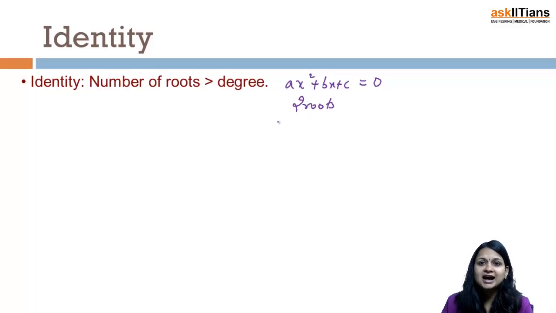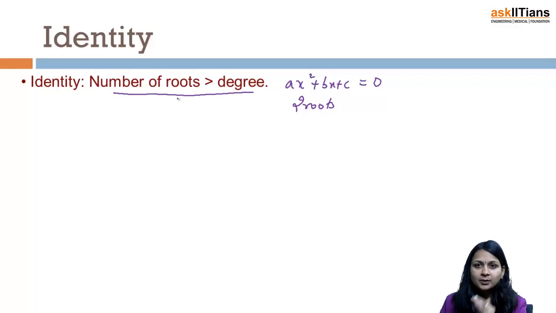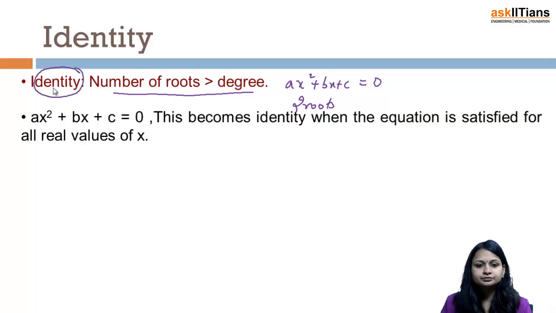But when I start saying that this equation has number of roots say 5, say 10, say 15, that means I am saying that number of roots is greater than degree. It is no more an equation, it becomes an identity. Okay. Now, a question that may come to your mind is that how is it becoming identity? How is it possible? So, I will explain you.